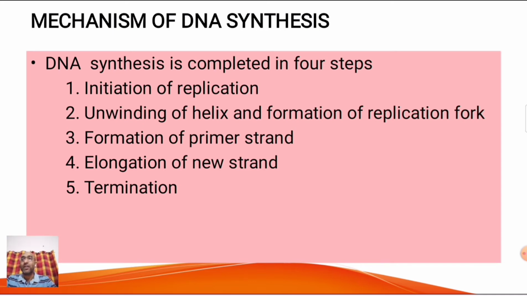What are those? Initiation, then unwinding of the helix and formation of the replication fork, then formation of a primer strand, elongation of the new strand, and the 5th one is termination. You can also divide it into 3 steps: initiation, elongation and termination. Got it? You can include 1 and 2 under the initiation step, then 3 and 4 under the elongation step, and the 5th one is the termination step. Okay, it's up to you.